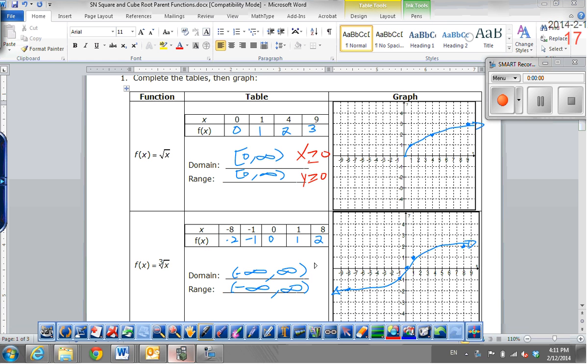For the cube root of x, that's this guy. That is the cube root of any number. So that's why our domain and range are both all real numbers. Negative infinity to positive infinity, however you want to say that. So negative 2, negative 1, 0, 1, and 2 are our y values. That's that picture. We're going to be moving a lot of this stuff around today.